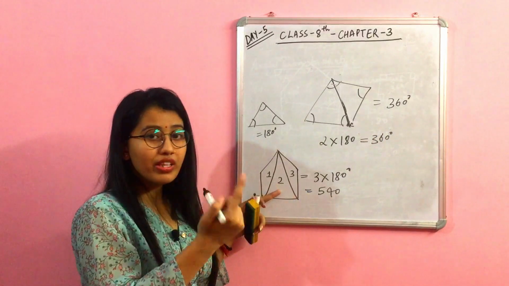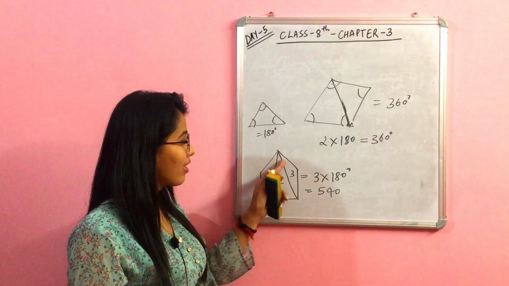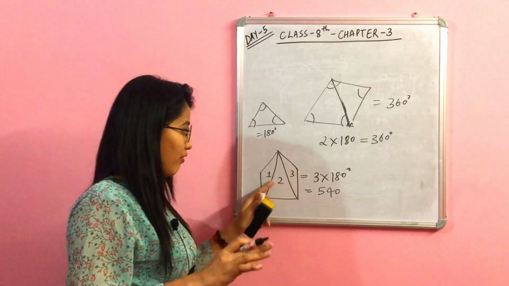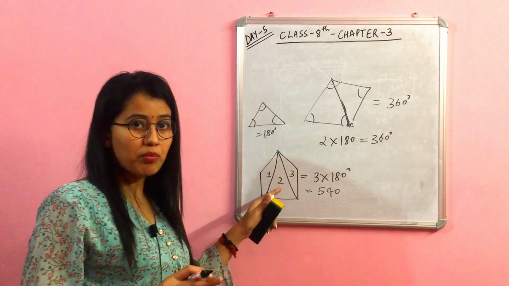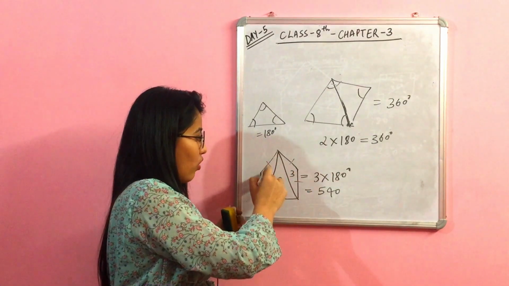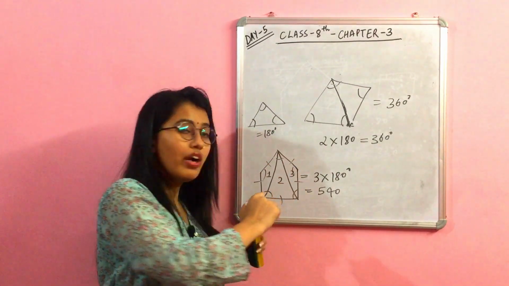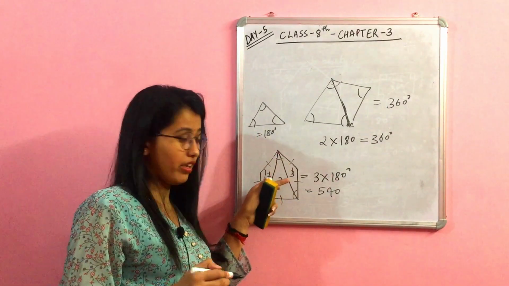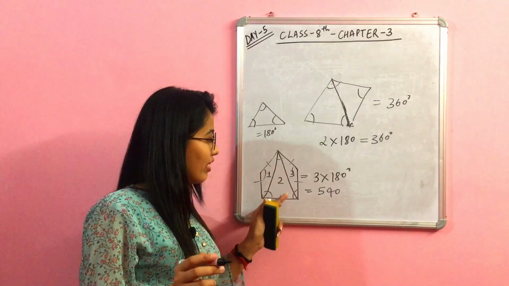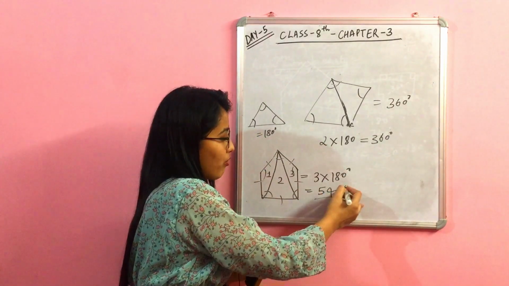Okay, so if there is a question where you have to find the angles of a polygon, and we know this is a regular polygon, so it has all 5 sides equal and all 5 angles are also equal, right? So this is a regular polygon, and if we have to find the angles of this polygon, then we will equate the sum to 540 degrees.